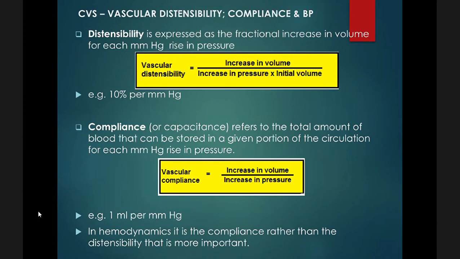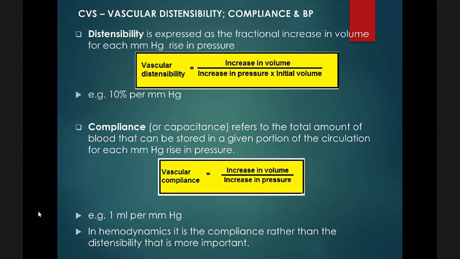Distensibility, you are looking at the fractional increase of volume in every rise in pressure. Kung ilang percent yung pag-increase ng volume for every rise. For example, yung laman ng isang vessel. And then, tumaas yung pressure by 1 millimeter mercury. Pagtaas ng pressure by 1 millimeter mercury, tumaas din yung volume by 10 ml. So the compliance is 10 ml per 1 millimeter mercury increase. But the distensibility of that vessel is like 100% per 1 millimeter mercury rise.